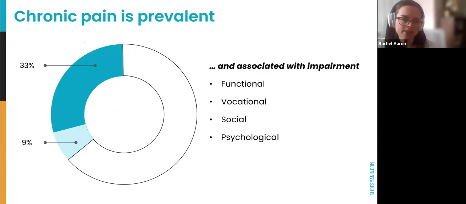So a little bit of background. I think everyone here is very familiar with the fact that chronic pain is very prevalent. It occurs in about 1/3 of children and adults worldwide. In about 10% of the population, we see severe disabling chronic pain. But in general, pain is associated with impairment in numerous domains, including functional impairment, vocational, social, psychological. So folks here who work with patients who have pain are well aware that pain can touch many areas of a person's life.